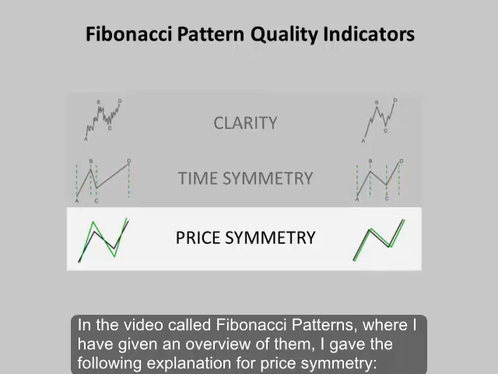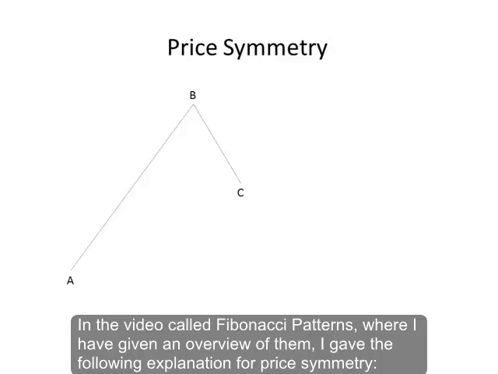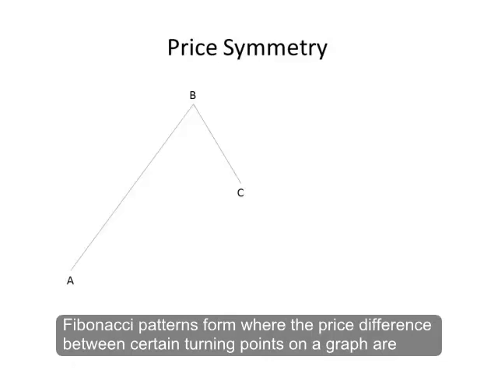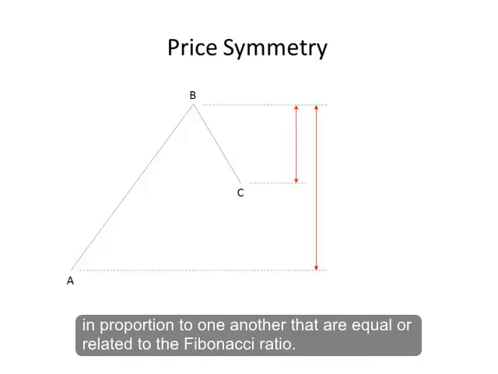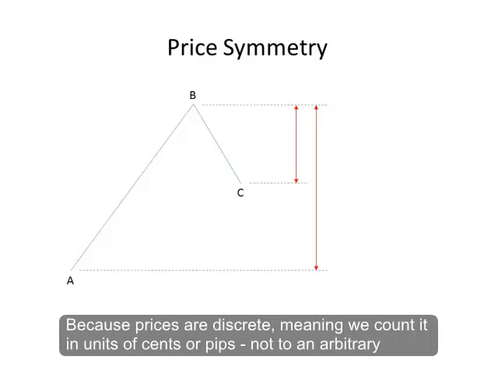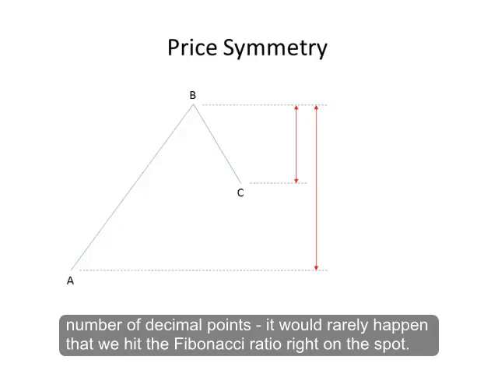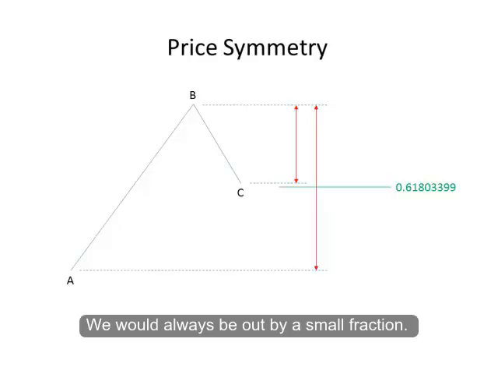In the video called Fibonacci patterns, I gave the following explanation for price symmetry. Fibonacci patterns form where the price difference between certain turning points on a graph are in proportion to one another that is equal or related to the Fibonacci ratio. Because prices are discrete, meaning we count it in units of cents or pips, not in an arbitrary number of decimal points, it would rarely happen that we hit the Fibonacci ratio right on the spot. We would always be out by a small fraction.